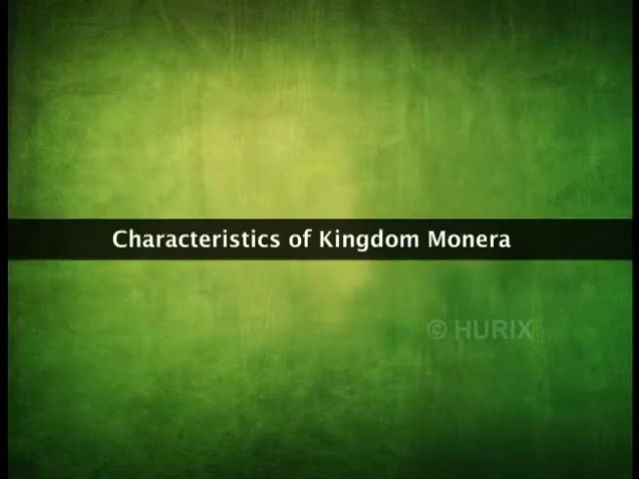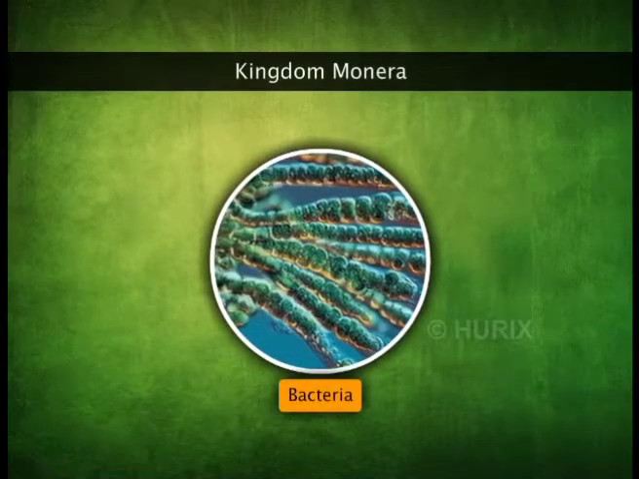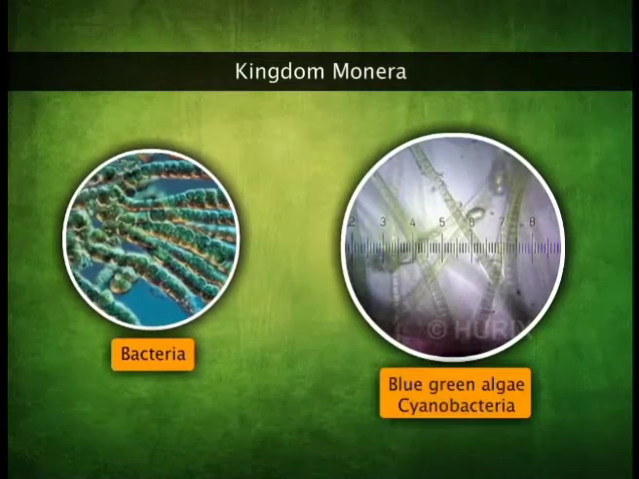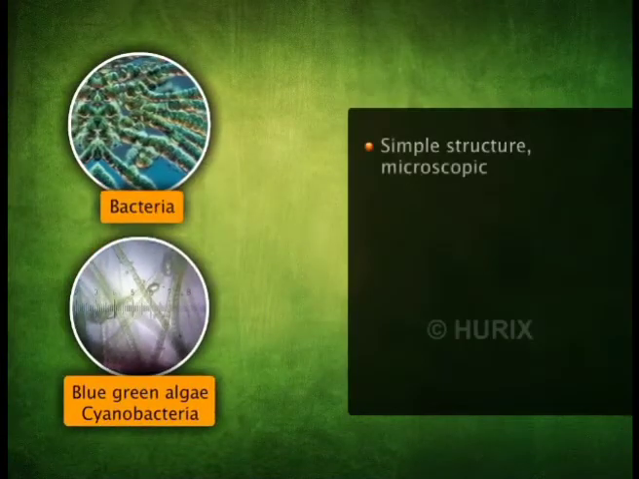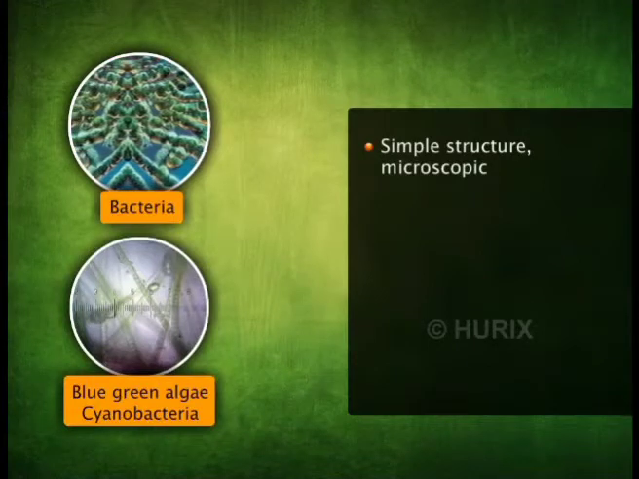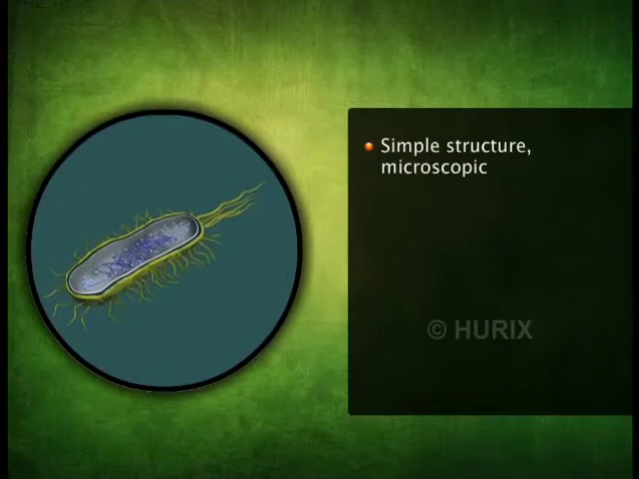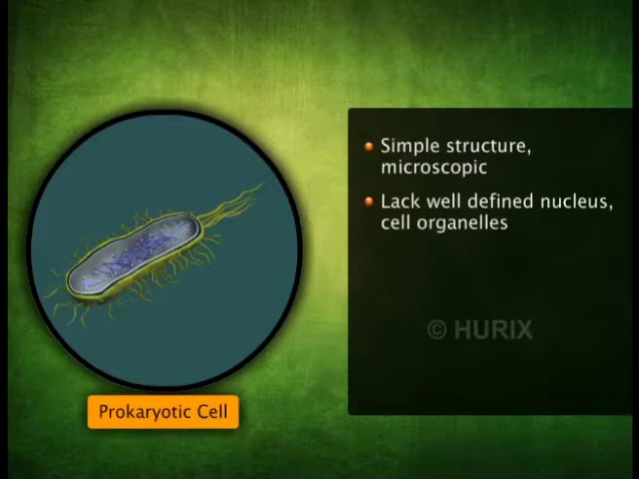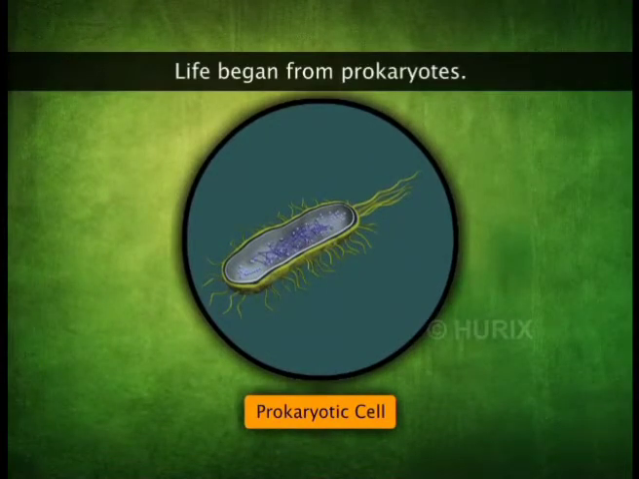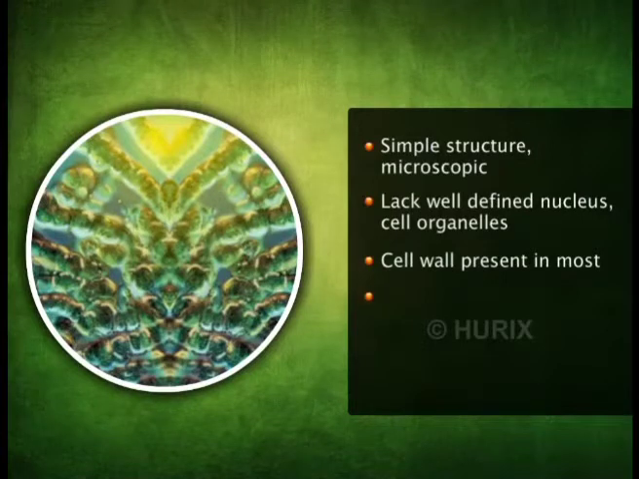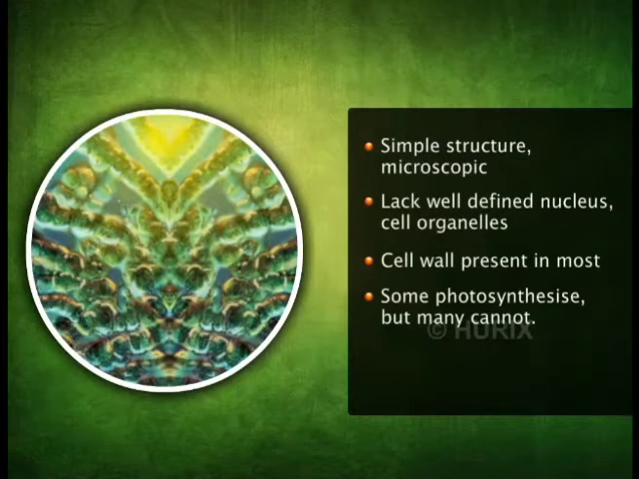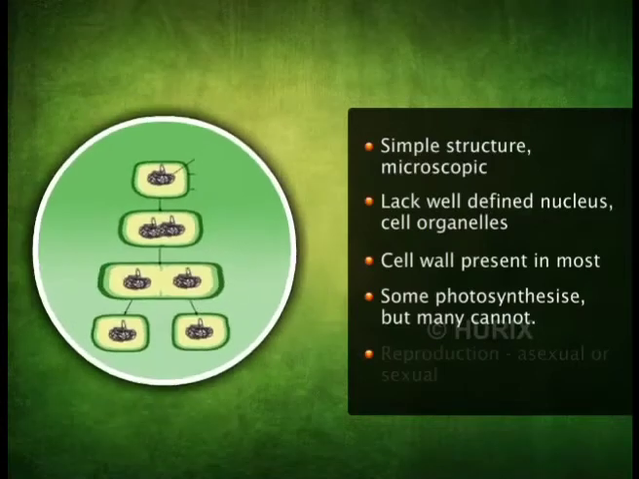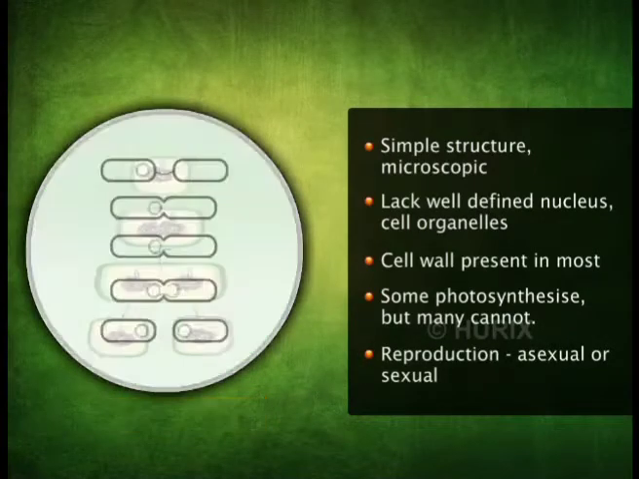Characteristics of Kingdom Monera. Monera includes bacteria and prokaryotes, which include blue-green algae or cyanobacteria. They have a simple structure, most of them being microscopic. Each individual is just one prokaryotic cell. This means that it lacks a well-defined nucleus and cell organelles. Most of them have a cell wall. Life began from prokaryotes. Just like plants, some members of the division Monera can produce their own food by photosynthesis, but many cannot. Reproduction can be asexual or sexual.